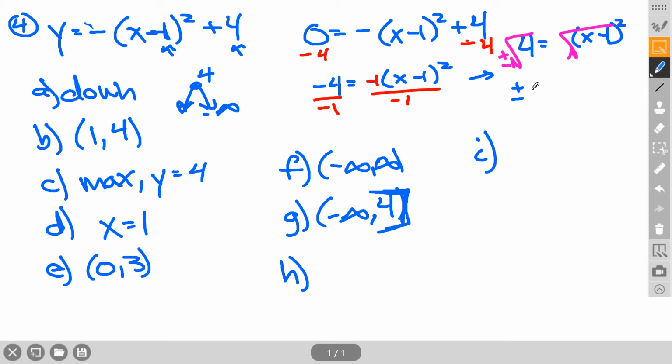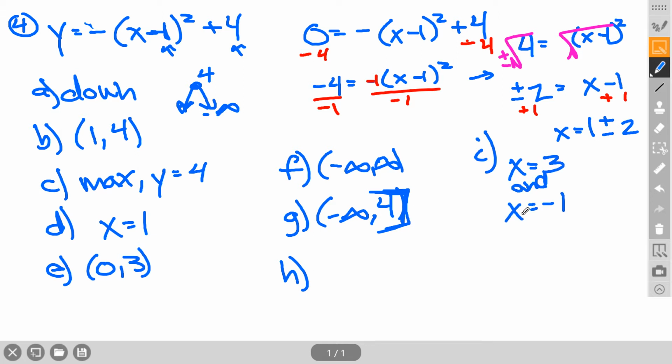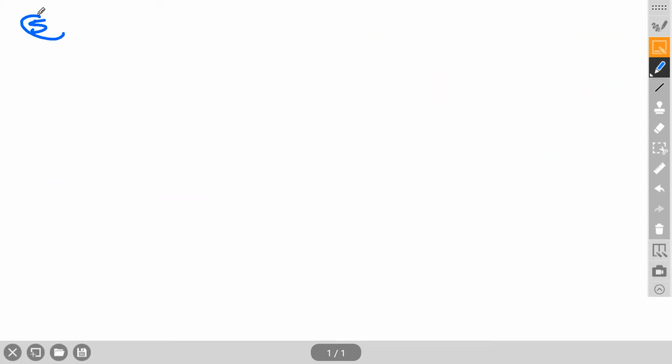So this becomes plus or minus 2, and the right side is x minus 1. So I'll add 1. So my solutions are x is equal to 1 plus or minus 2. So my solutions, 1 plus 2, which is 3, and 1 minus 2, which is negative 1. So those are my x-intercepts, those are my solutions, those are my roots, those are my zeros. All right, and I did that using the square root method. That's number 4.